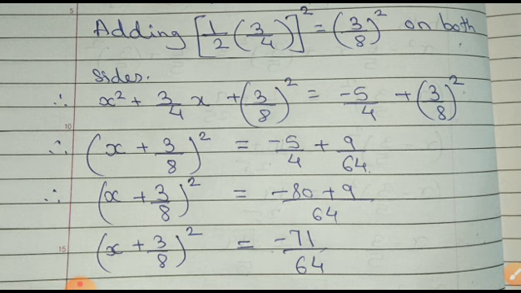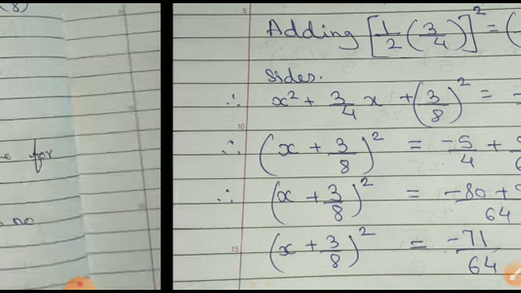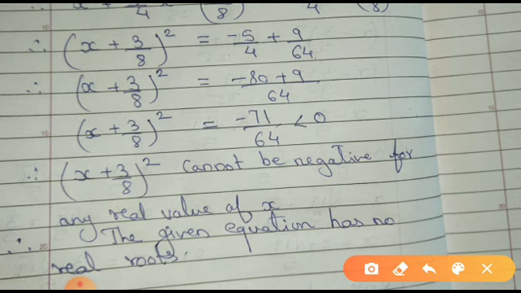That's why the question was, if the roots exist. Okay? So I can say that it cannot be negative for any real value of x, and therefore the given equation has no real roots. Hope this is clear how to find the solution by using completing the square. Okay? Thank you.